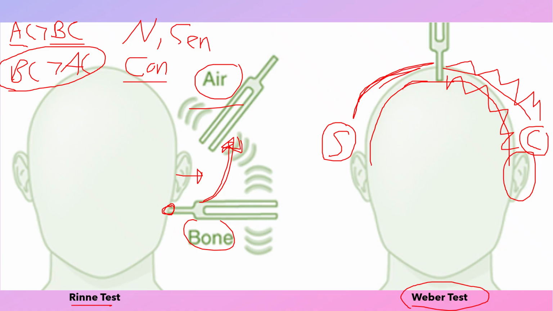hearing loss. Anytime the air conduction is longer than the bone conduction, that could be normal or sensorineural. So that's the way that you look at these tests, and this is the simplified version of how, when you do these tests, you may want to interpret them.